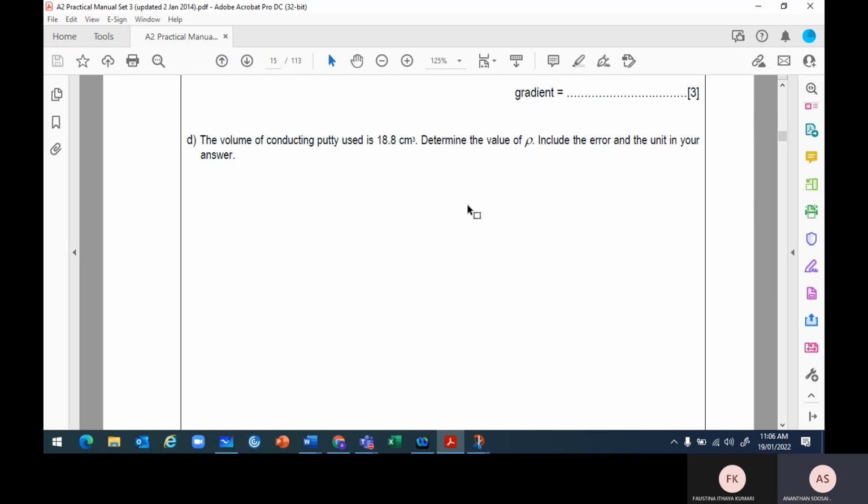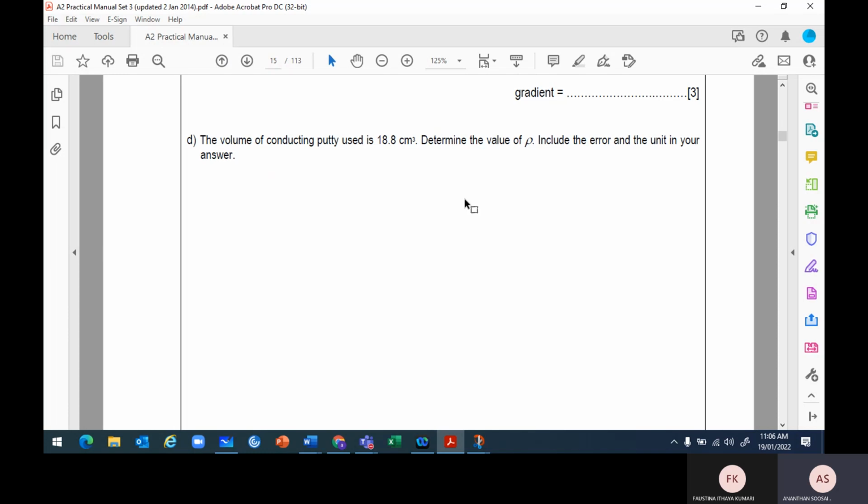Normally the last part after your gradient and intercept is going to be extra calculation. So there, it could be a little tricky. But as what we did earlier for C3, the same thing happens here. Here they're asking for the volume of the conducting putty, which was 18.8 centimeter cube. Determine the value of resistivity, in this case density. Include the error and unit in your answer.